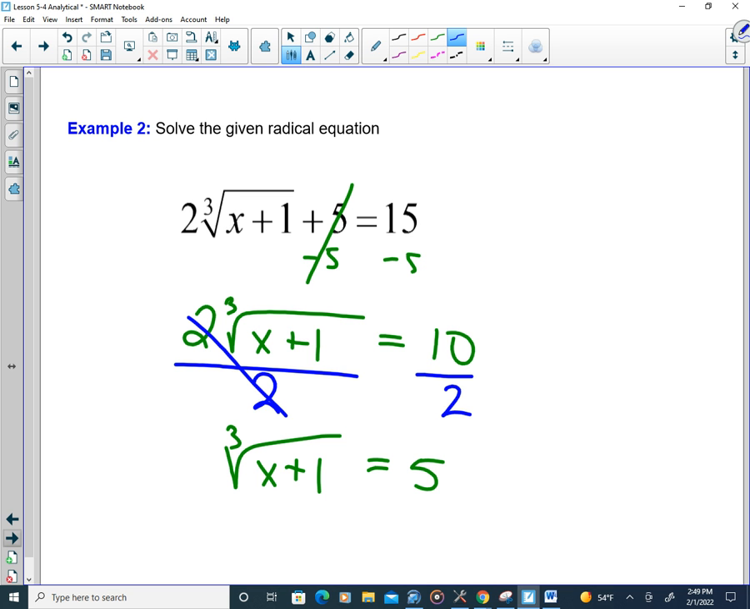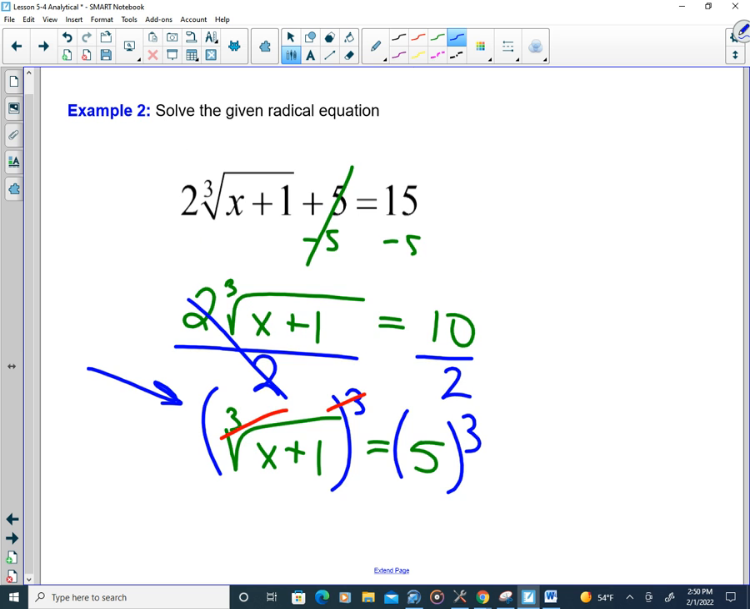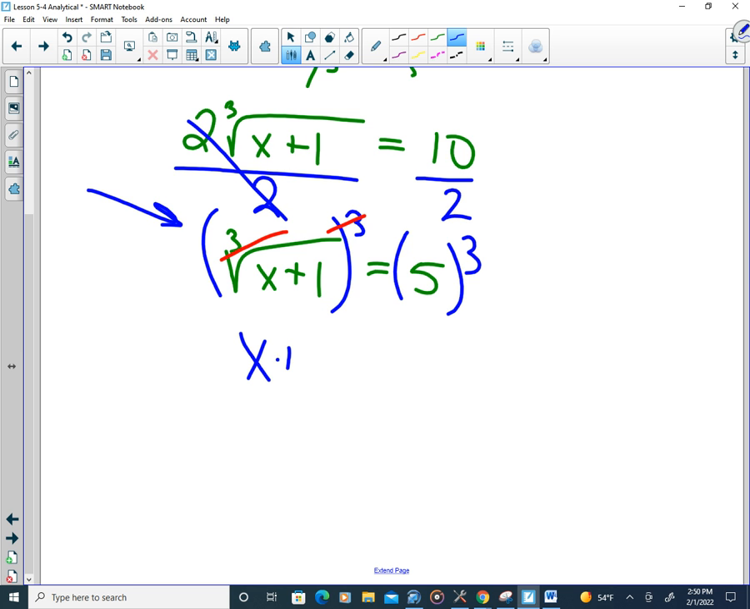On the first one, we had a square root, so we squared both sides. This one, we have a cube root. So the index is a 3. So to get rid of the cube root, you cube both sides. So these are going to cancel out. So now you have x plus 1 is equal to 5 cubed. So 5 times 5 times 5, so 125. Then subtract 1 on both sides, you get x is equal to 124.